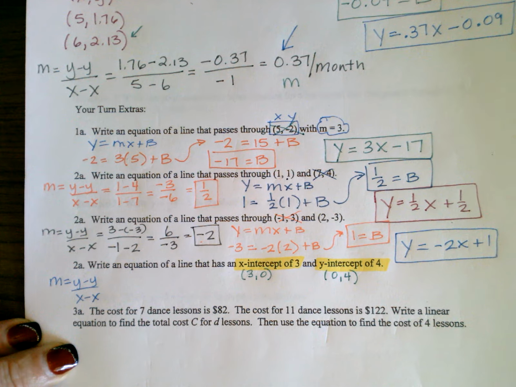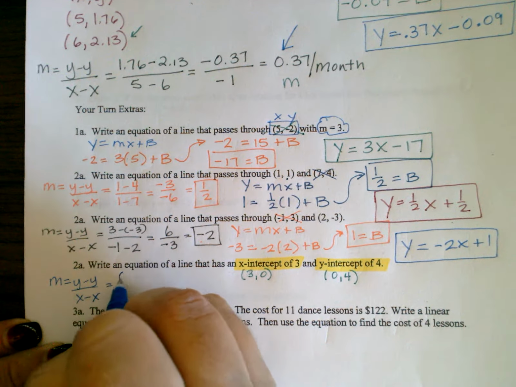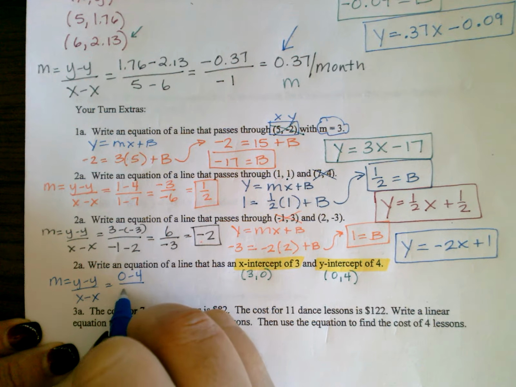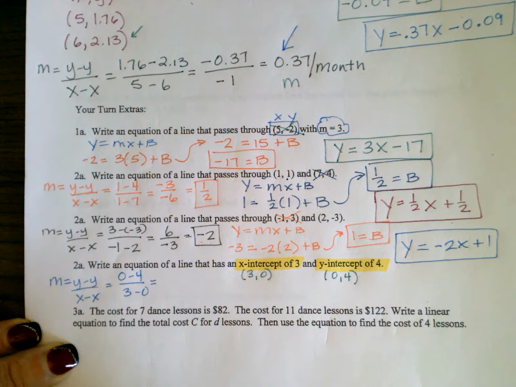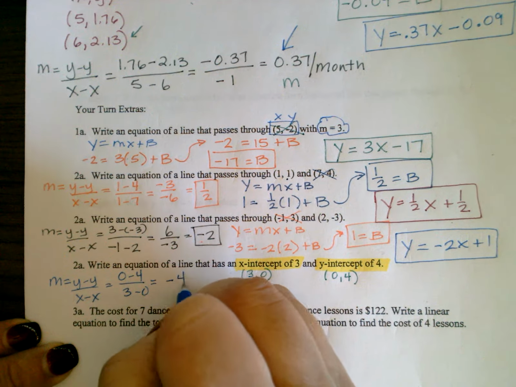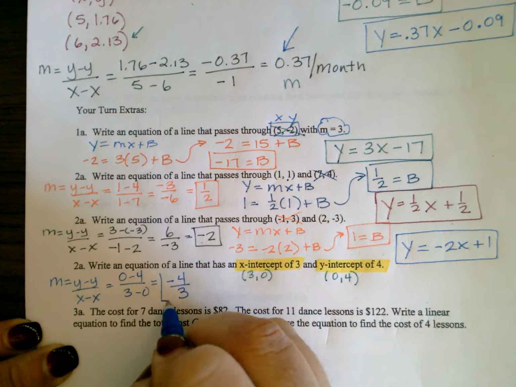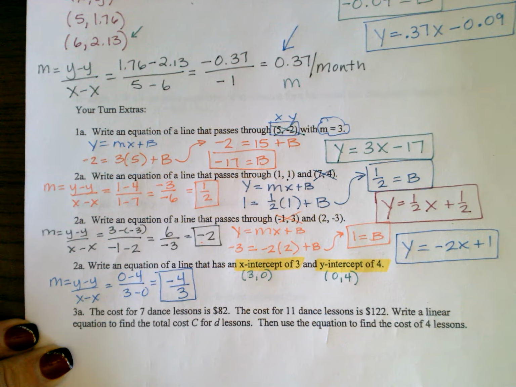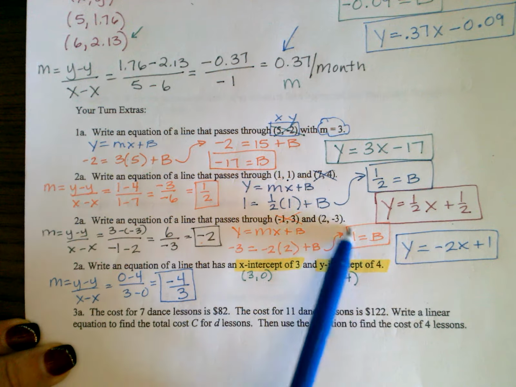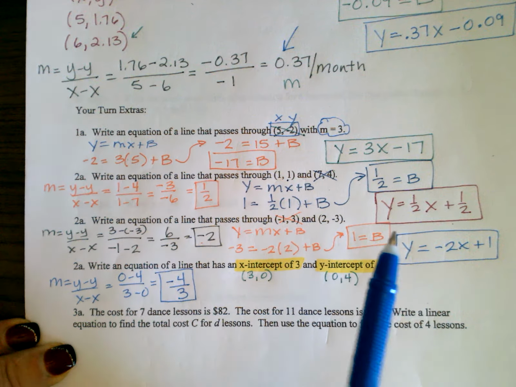Now it is just like the previous problem, so I have to find the slope, change in y over the change in x. So 0 minus 4 over 3 minus 0, I get -4/3.